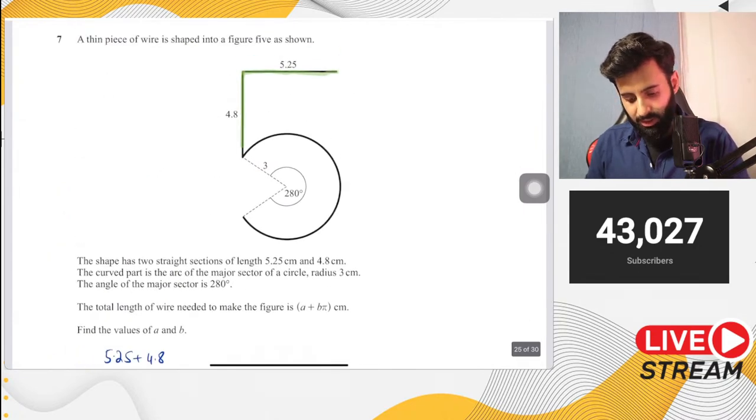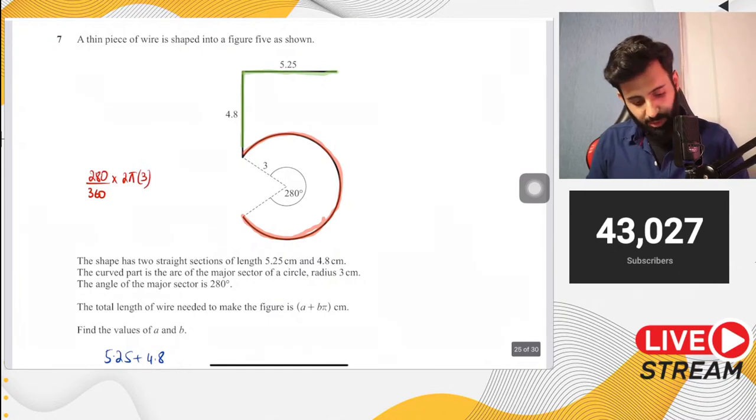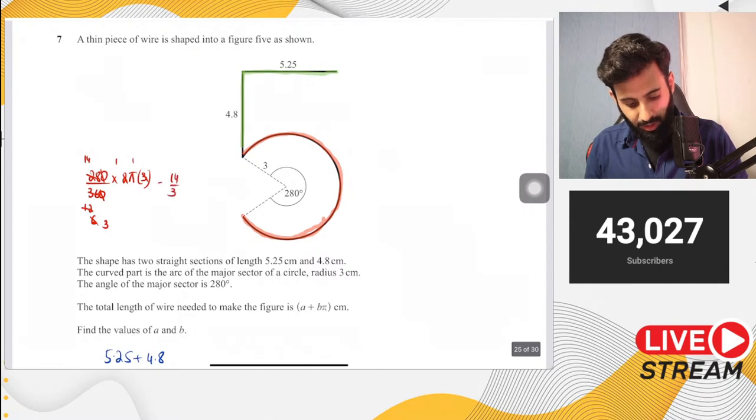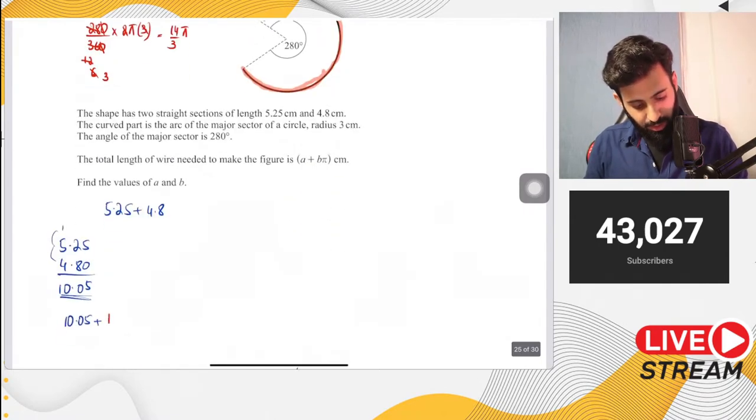Now let's find out this curved length. How will I find this curved length? To find it, we're going to have to use the arc length formula, which means 280 upon 360 multiplied by 2 pi into 3. Now again, this will require a bit of simplification, and leave it in fraction form if you have to. First we cross out the 0, 3 1s are 3, 3 12s are 36. 2 1s are 2, 2 6s are 12, 2 3s are 6, 2 14s are 28. So ultimately we're left with 14 upon 3 pi. So 10.05 plus 14 upon 3 pi is your answer.